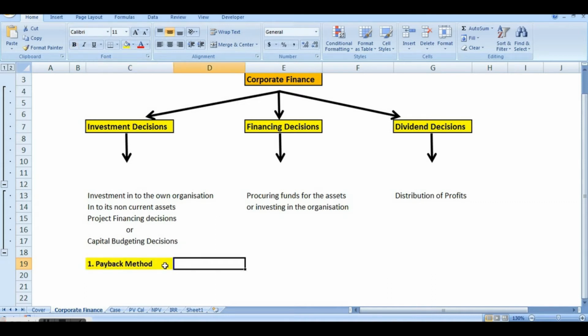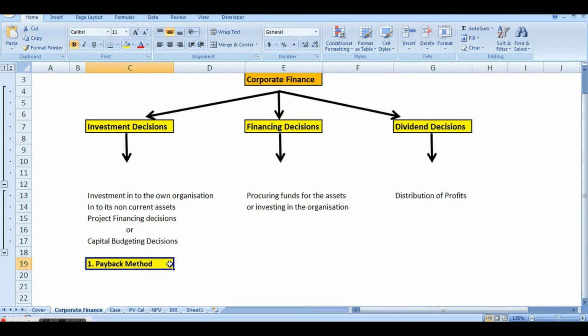Why? Because the earlier you get back your money, the more are the chances of making profit after that, because you make profit only after recovering your cost. So the lower the payback period, the better is the machinery. But there are certain limitations of this particular method. This method does not consider time value of money. If you have seen our previous video, we have studied about time value of money.